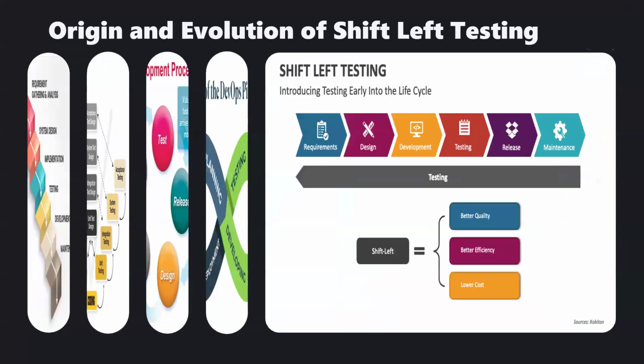Shift left testing is the practice of moving testing into the early stages of the development lifecycle. By catching bugs and issues sooner, teams can reduce the cost and improve the quality. The key idea here is not about doing too much testing, it's about doing smart testing.